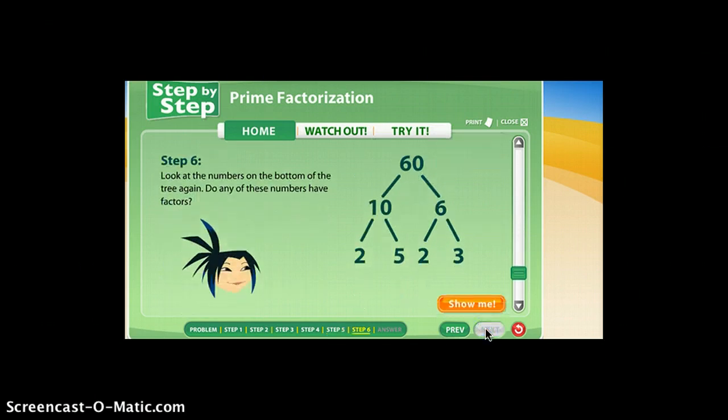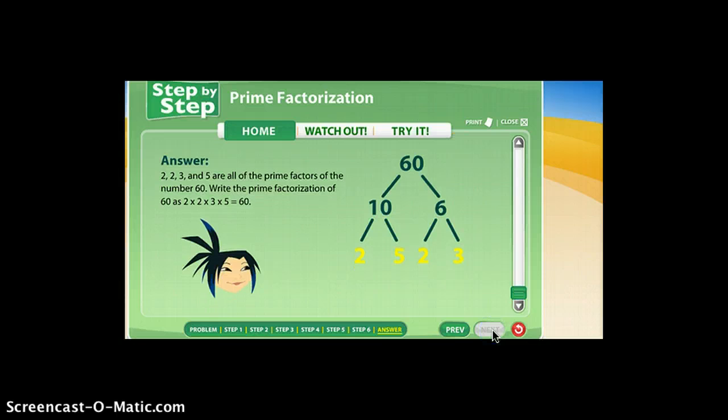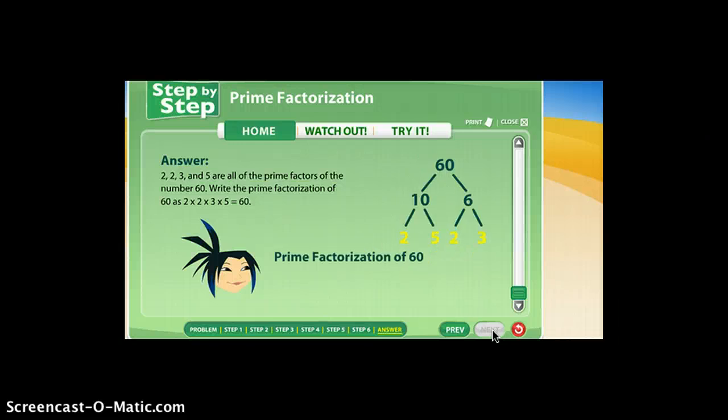Look at the numbers on the bottom of the tree again. Do any of these numbers have factors? Remember, the goal of prime factorization is to get down to all prime numbers. 2, 3, and 5 are all prime numbers, so we are all done. 2, 2, 3, and 5 are all of the prime factors of the number 60. Write the prime factorization of 60 as 2 times 2 times 3 times 5 equals 60.